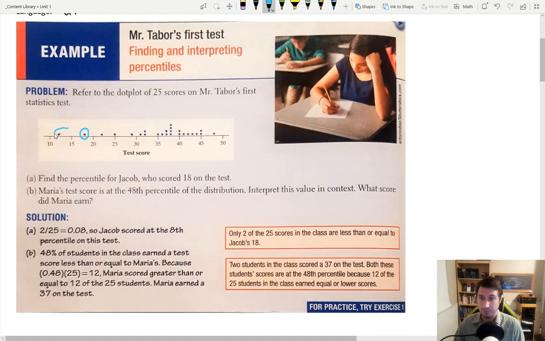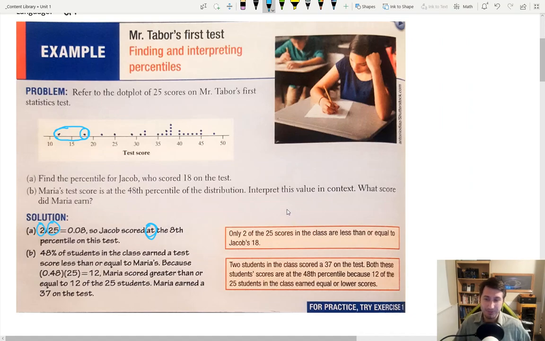So that would be both of these dots. This one is Jacob. This one is the poor person that did even worse than Jacob. How many people did less than or equal to Jacob, as a percent? There were 2 students out of the total of 25, which gives you a proportion of 0.08, the 8th percentile. So Jacob is at the 8th percentile on this test, because 2 out of the 25 are less than or equal to Jacob's 18.